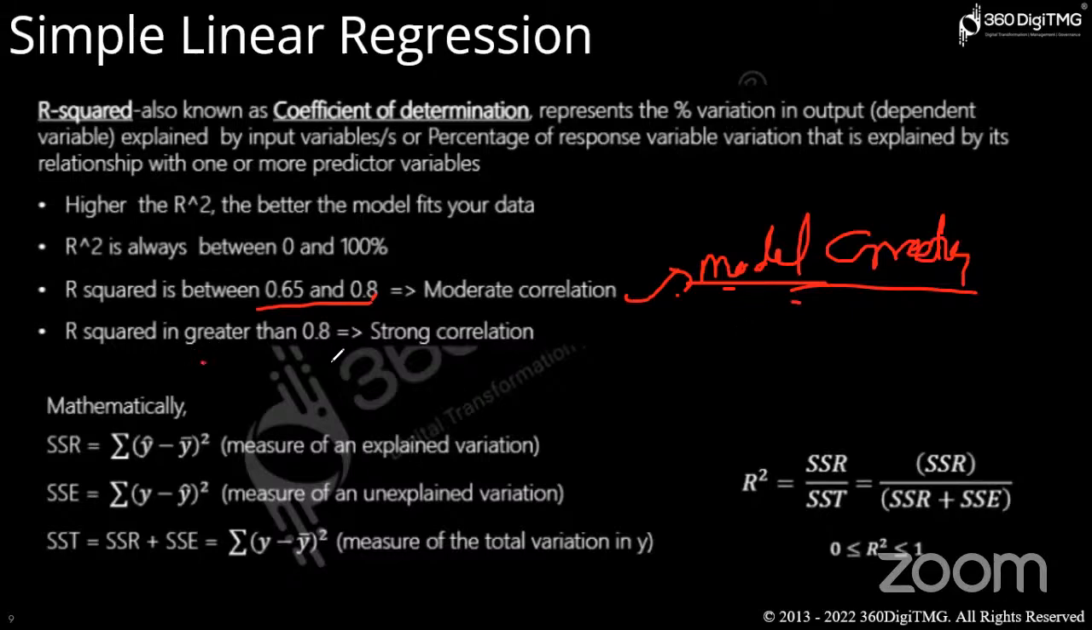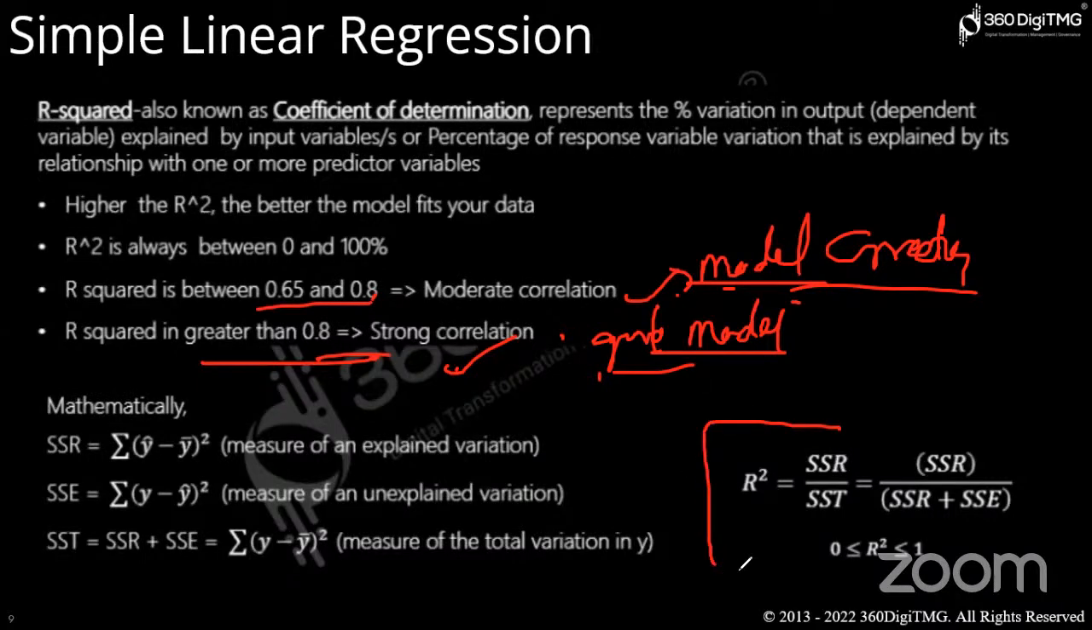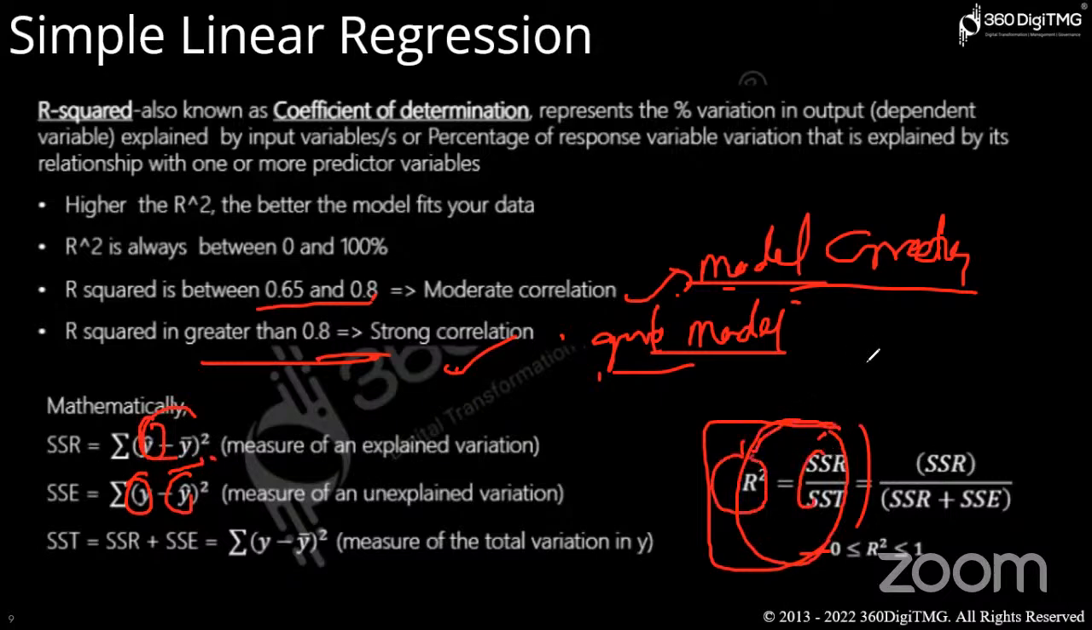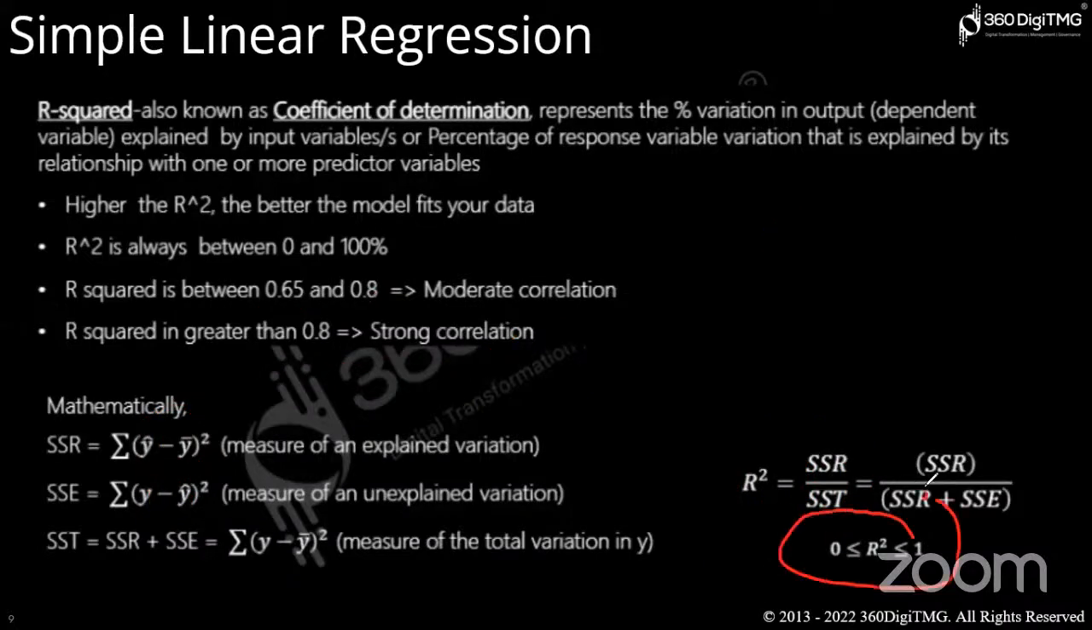If the R square value is greater than 0.8, in that case we'll be calling it a good model, whatever the model that you are building. To find the R square, we'll be using the actual value minus the residual, that is actual value minus predicted one, and this is the predicted one minus residual. If you divide those, we will get the R square value, and R square value should always be between 0 and 1.